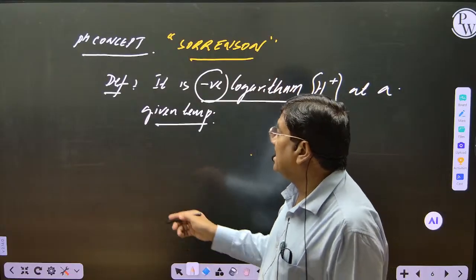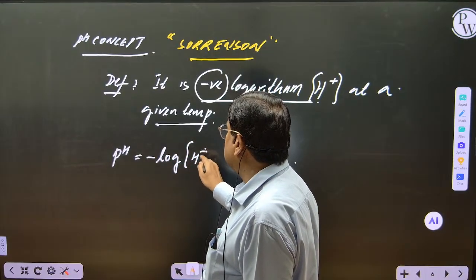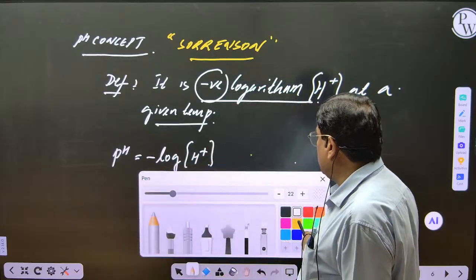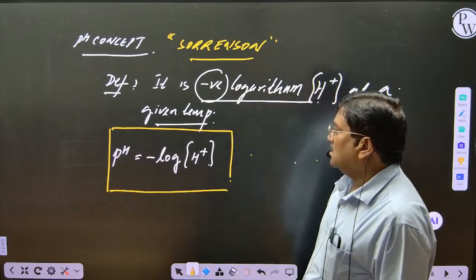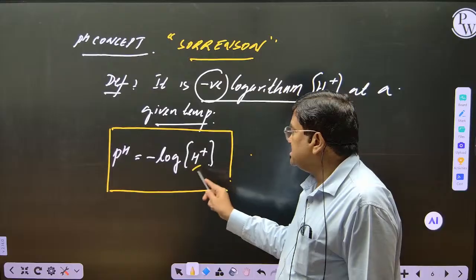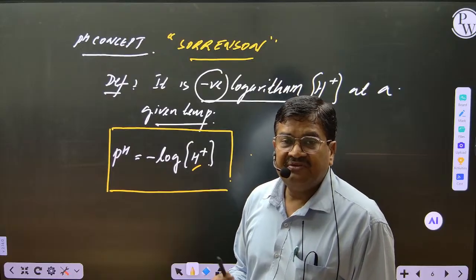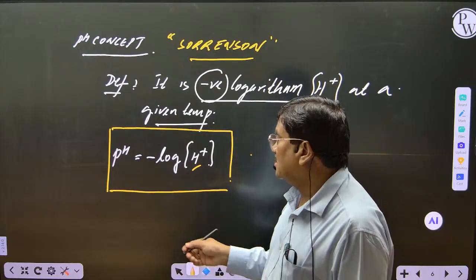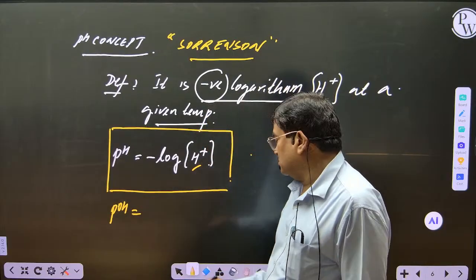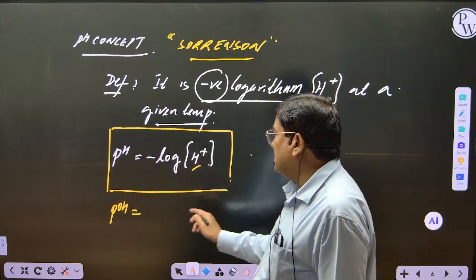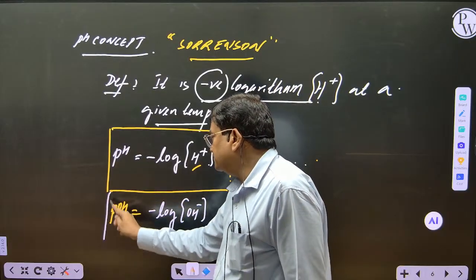Understood? So mathematically how do we write it? pH is equal to minus log of H plus ion concentration. This is the mathematical representation of pH. It doesn't mean you should apply it only for H plus; you can apply it to any constant. Suppose I write pOH. pOH is equal to minus log of OH minus ion concentration, the hydroxyl ion concentration.